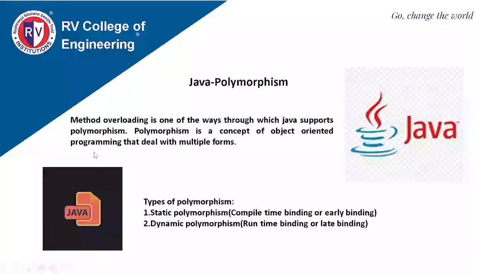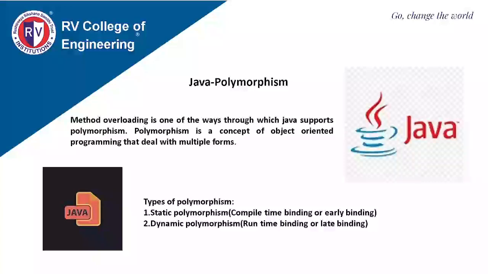We can divide this word into two parts. One is poly, another one is morphism. Poly means many, morphism means form. So it will take many forms, that means multiple forms. So how will you achieve polymorphism in Java?